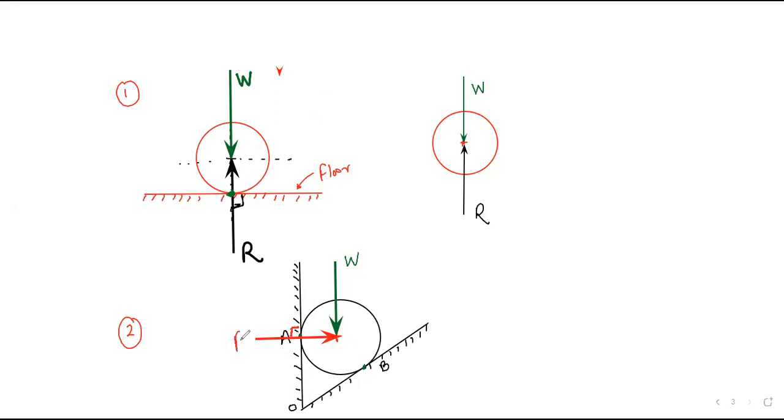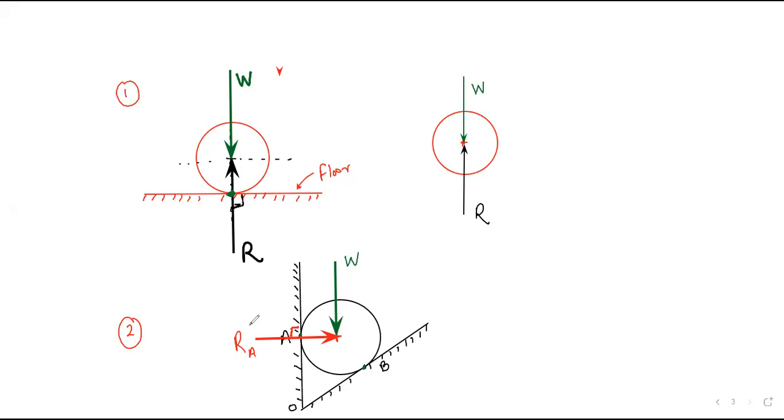So I can call this the reaction R at point A. So I will call this RA. So RA is horizontal. Why is RA horizontal? Because the surface is vertical. The surface from where you are getting the reaction on this sphere is vertical. That is why your reaction is horizontal, because the angle between the reaction and the surface is always 90 degrees.